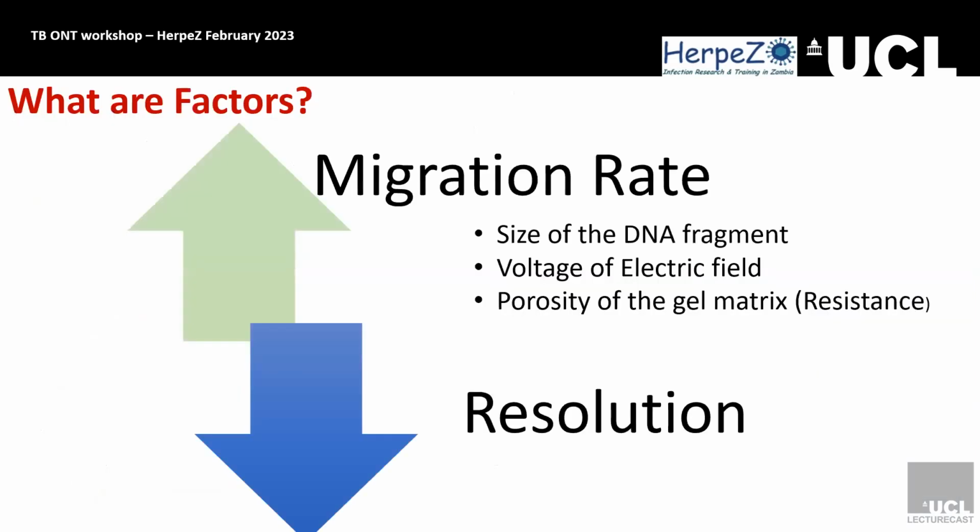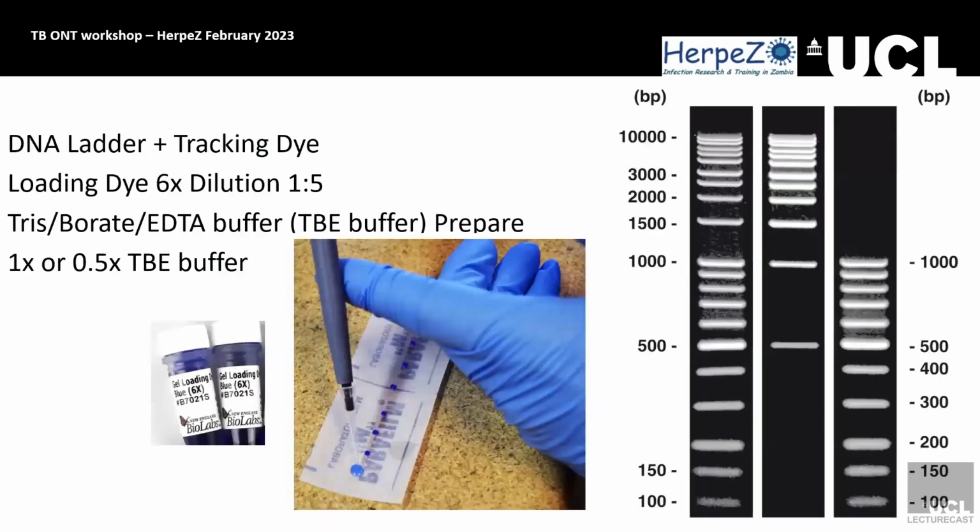So this is just an example. This would be the ladder on your far left, and then you have your samples. Ideally, if you did everything excellently, what you want to see is one bright band, especially if you need it as a PCR product. One bright band.